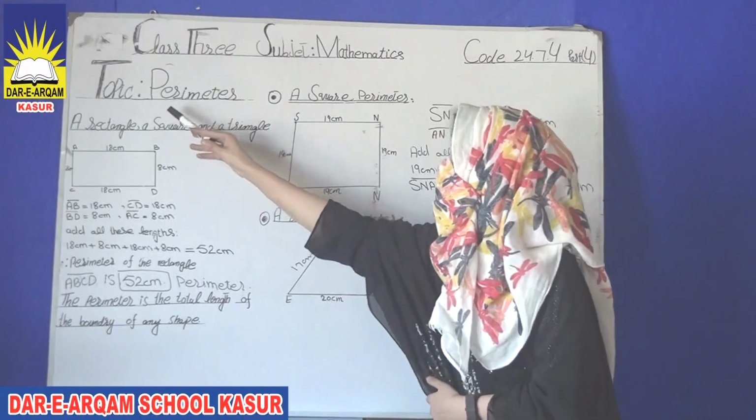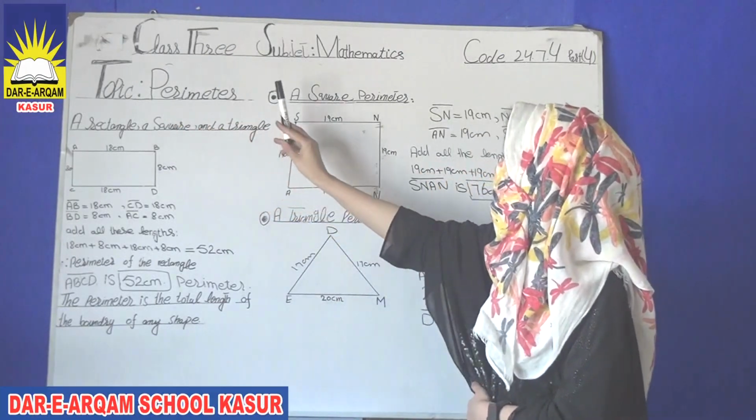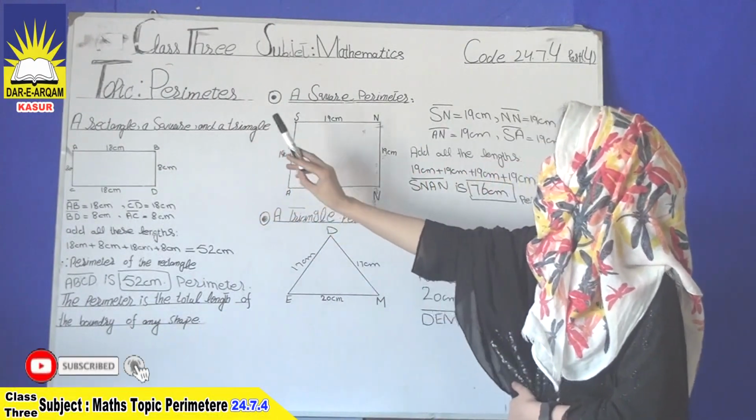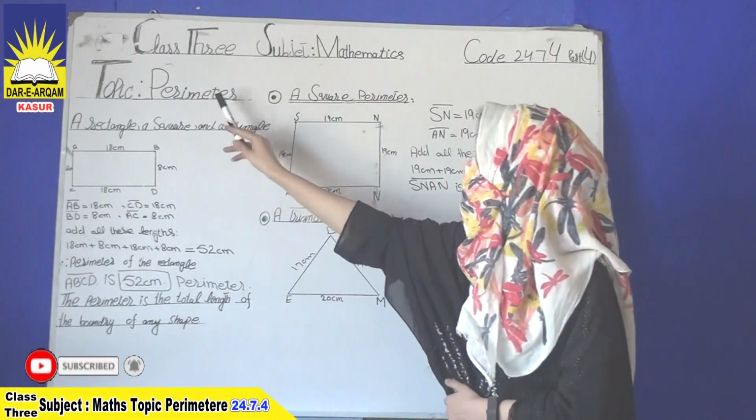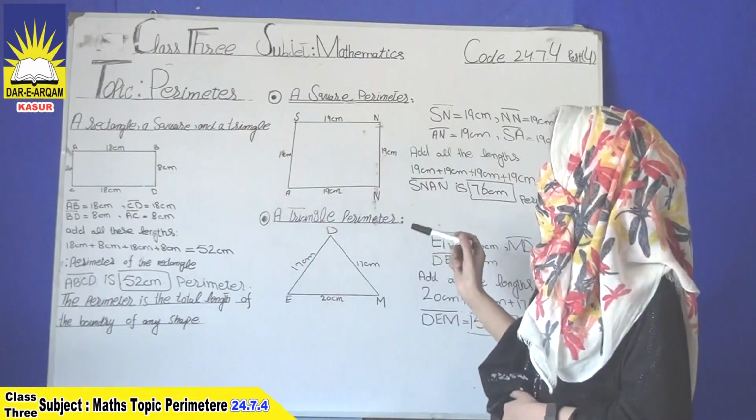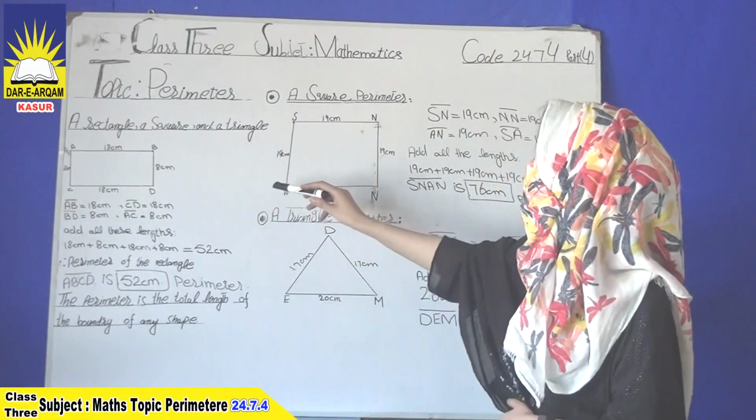Today we will learn about the perimeter of a triangle, a square and a rectangle. So first we have a rectangle.